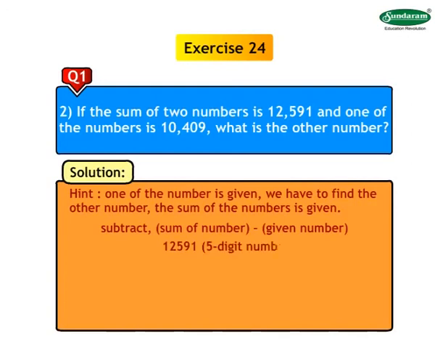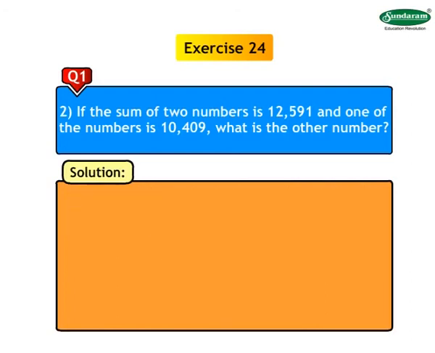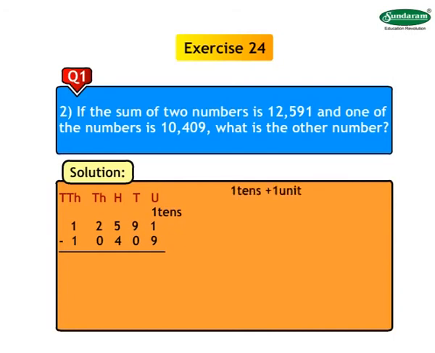12,591 is a 5-digit number. Given number 10,409 is also a 5-digit number. Write place values up to 10,000s place. Write the sum of the numbers, that is the bigger number, then put the minus sign. Write the smaller given number below it. Starting with units place. We cannot subtract 9 from 1. So, borrow 1 tens from 9 tens into units place. Thus, units place becomes 1 tens plus 1 unit, which is equal to 11.